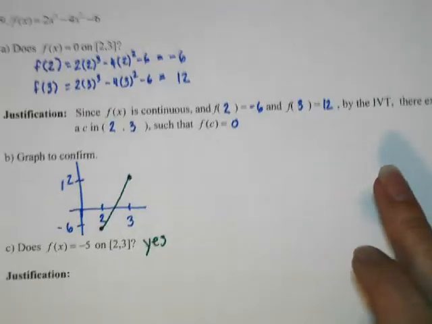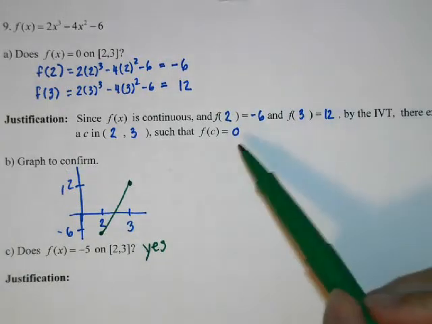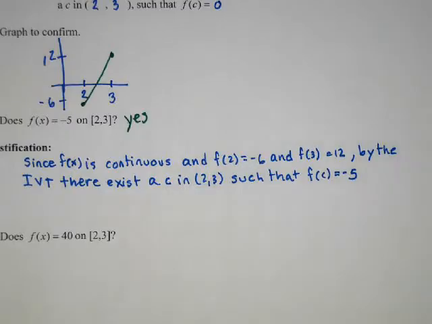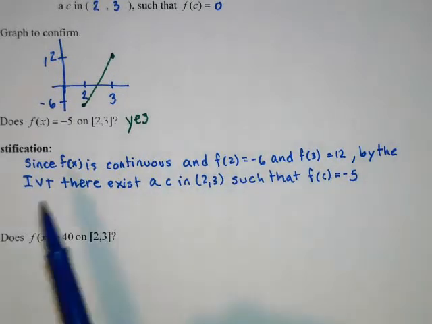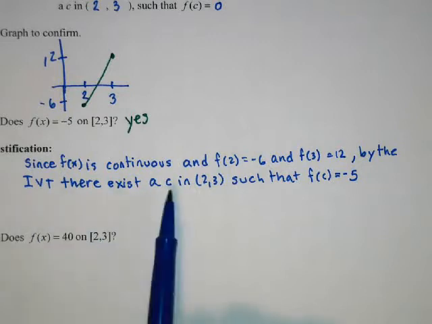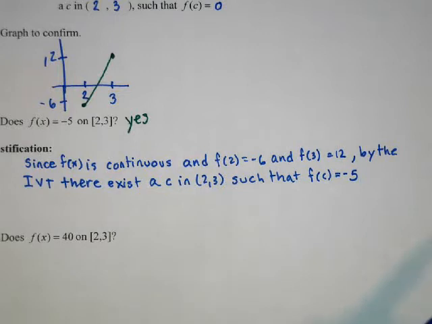For the justification, we're going to take this same exact statement. The last thing is going to be different. So our justification, just like the last one: since f of x is continuous, you have to state that part. f of 2 equals negative 6, f of 3 equals 12. By the intermediate value theorem, there exists a c between 2 and 3 such that f of c equals negative 5.